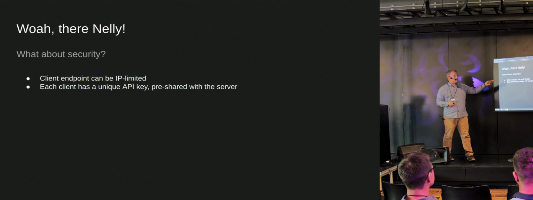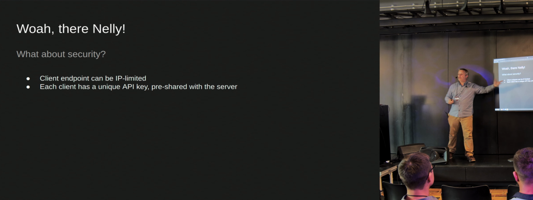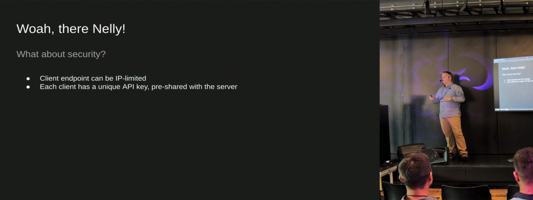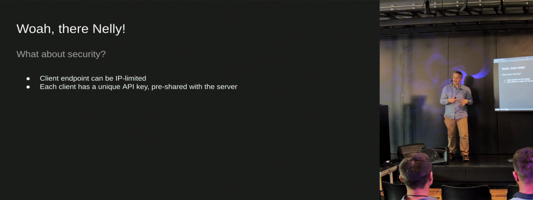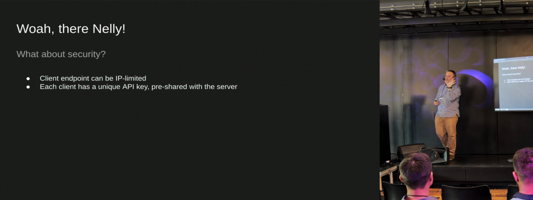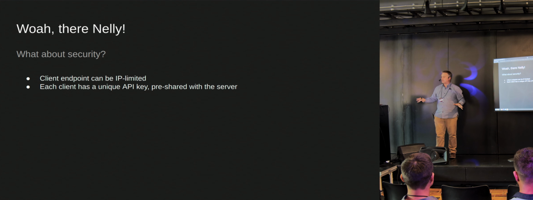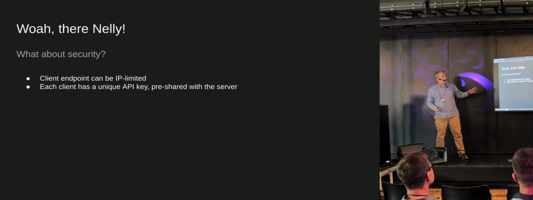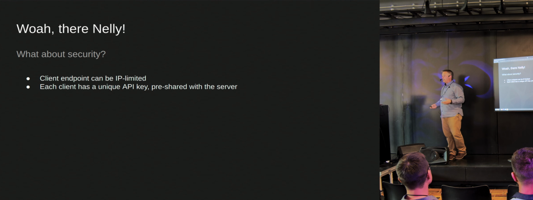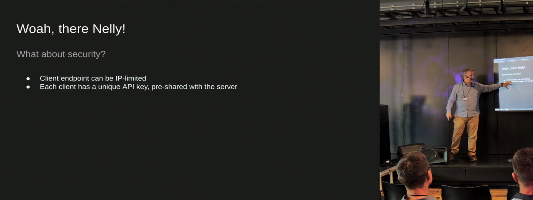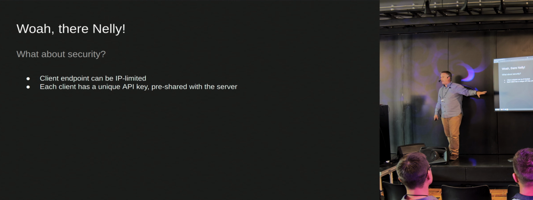Each client has a unique API key, which is pre-shared with the server. So when a request comes into the client and says, hey, give me all your data, if it isn't accompanied with the API key for that machine, it's ignored. Literally, it just 404s the request as if it doesn't exist. And obviously, the server knows what that is, just in case it didn't need saying. Everything happens over HTTPS.